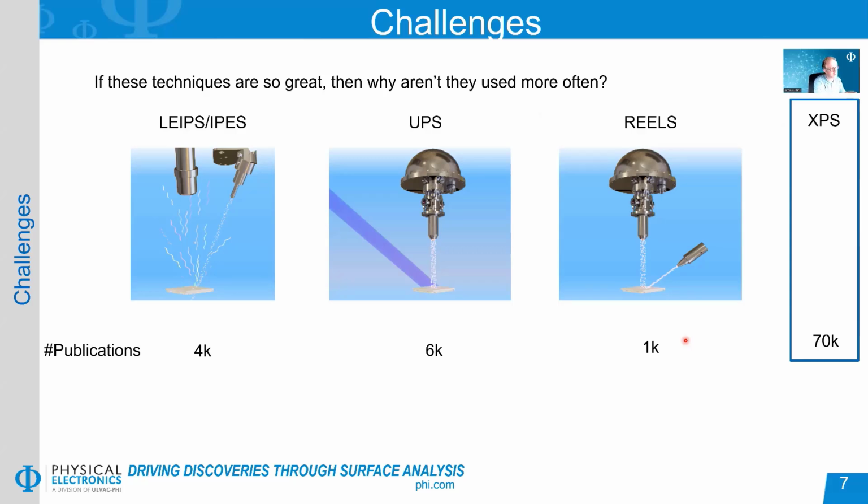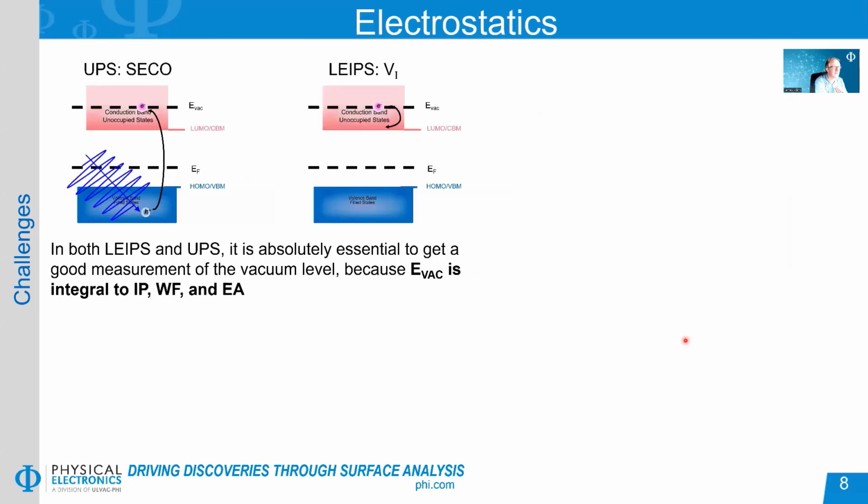But there's another reason why so many more people are doing XPS than these other techniques, and that's because they have challenges. And I'm going to start with the biggest one, and that's electrostatics. In both LEIPS and UPS, you have to measure electrons that have nearly zero kinetic energy, right? These are electrons at the vacuum level. Because that is an integral component to getting the ionization potential and the electron affinity. But measuring zero kinetic energy electrons is difficult.